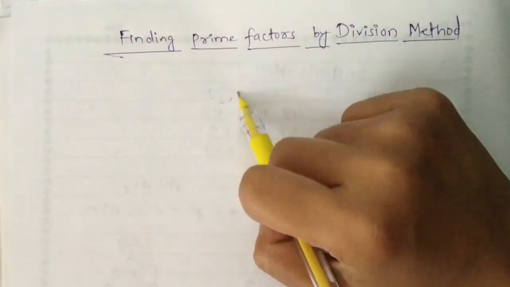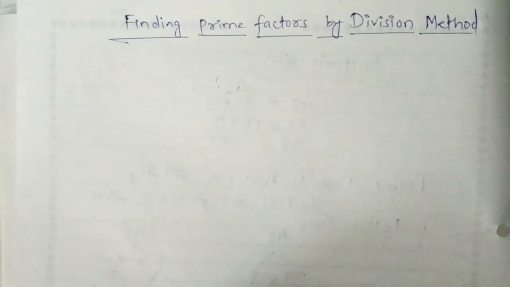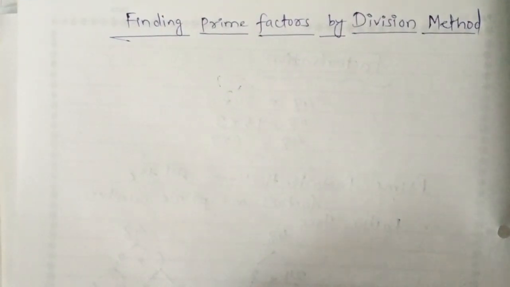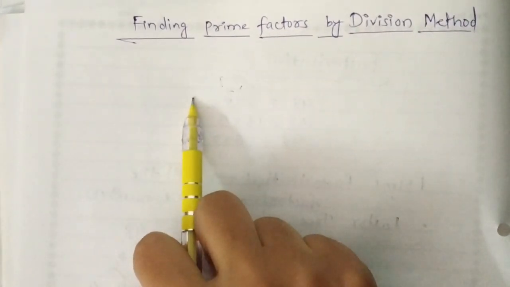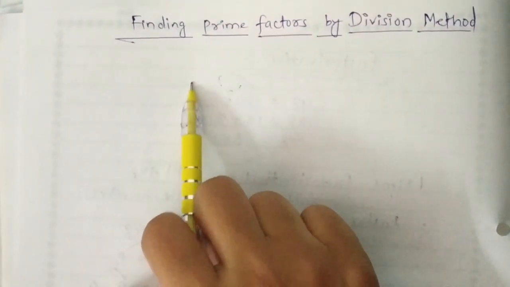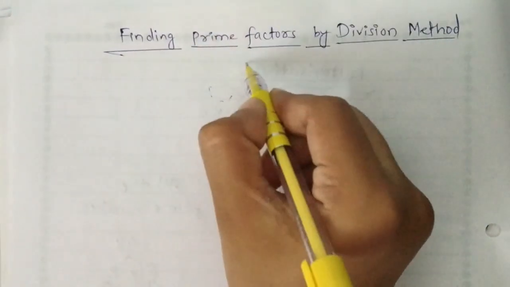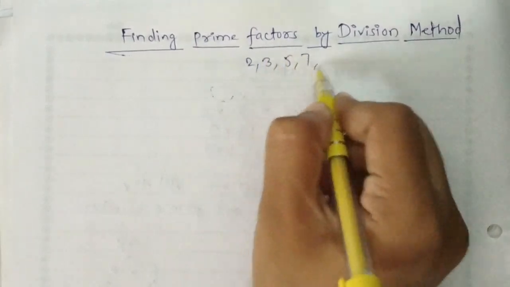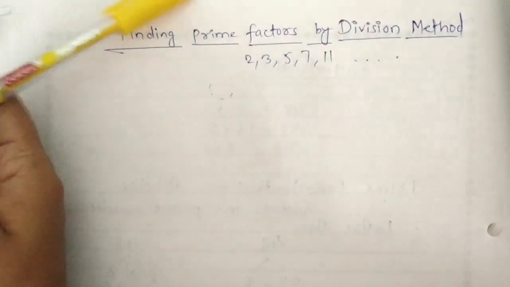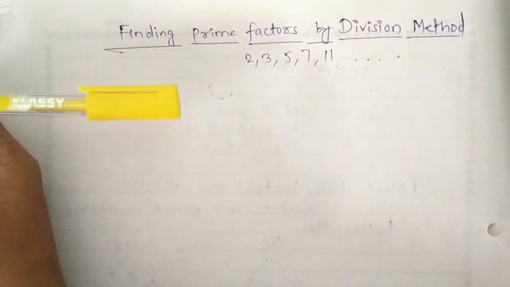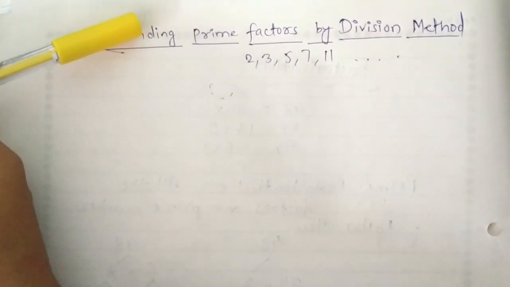So now, finding prime factors by the division method, which is suitable for larger numbers also. So what we'll do in this method, we will divide any number by the prime numbers in ascending order. Like we have 2, 3, 5, 7, 11 like this. So we will choose out of these first 2, then we'll try with 3, then 5, then 7, then 11, and if possible we'll divide it again and again.